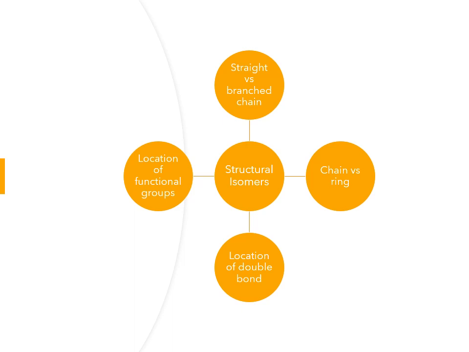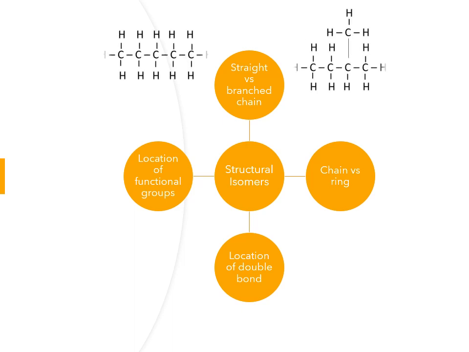The first type of isomer that we're going to look at are structural isomers. There are four main ways that we can build structural isomers. The first of which is having either a straight chain, as demonstrated in the left-hand molecule, or a branch chain, which you can see on the right. Both of these molecules are C5H12, but in one of them we have all of the carbons in a line, and in the other we have one of the carbons forming a branch on the side of the molecule.